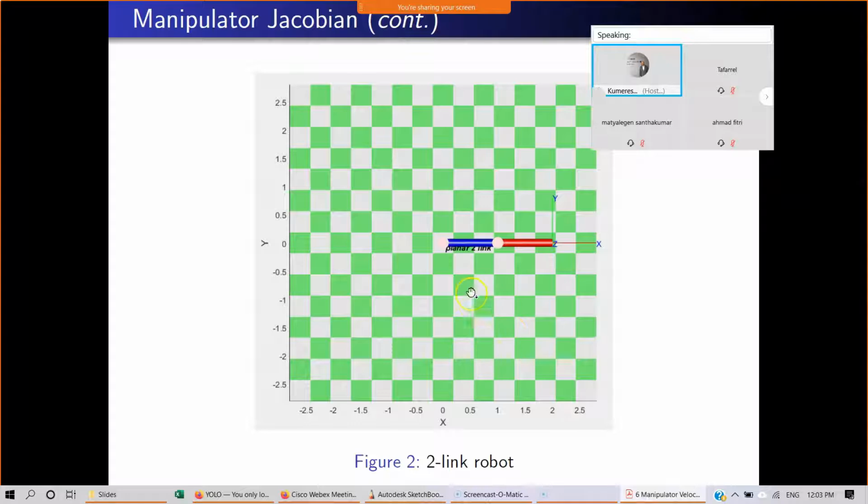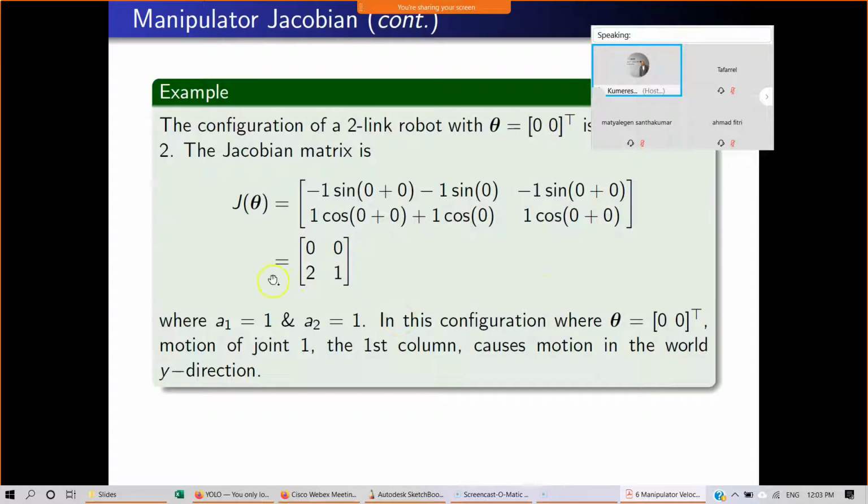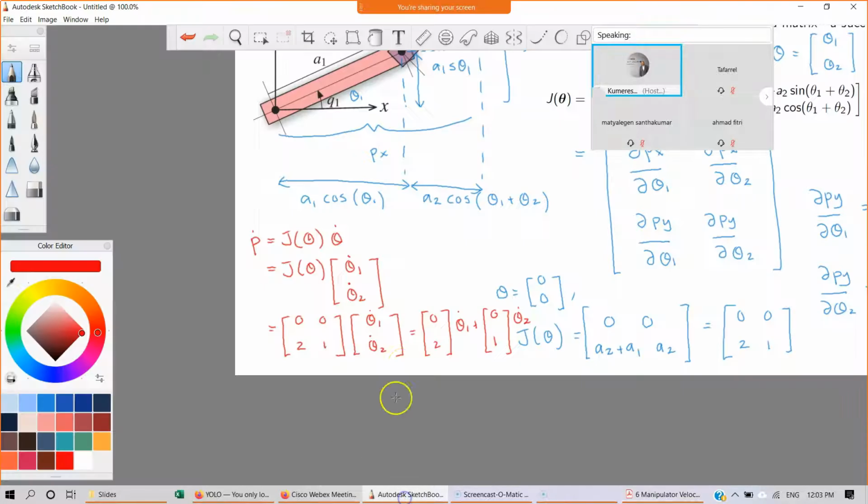Okay, let's check. Is it true? Look at this, right? If theta 2 is stationary, it does not move. If theta 1 moves 1 radian per second, indeed, the end effector will move in the y direction, positive y. And it is clearly shown by the equation right here. If theta 2 dot is 0, this term will be 0. If theta 1 dot is 1 radian per second, P dot will be 0, 2. So there will be a motion in the y direction, and the value is 2 meters per second.